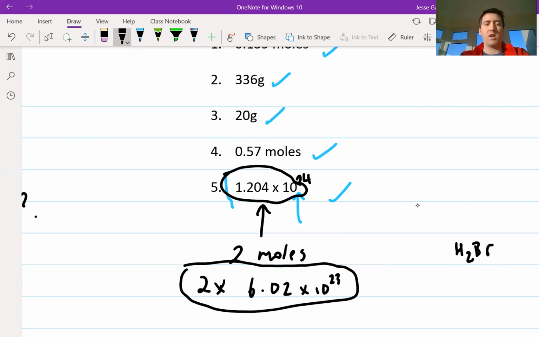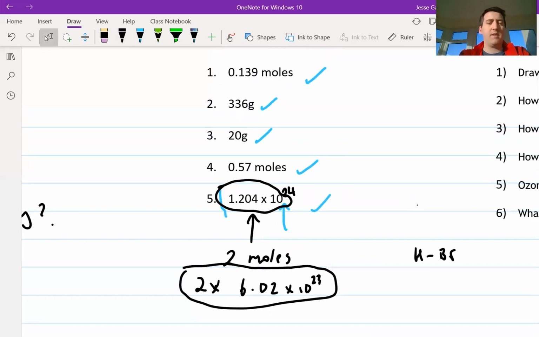If I had this many molecules, and there was H2Br, well, then that would mean I have 2 atoms of hydrogen for every 1 molecule. So then I'd have to take this number, 1.204 by 10 to the 24, and multiply it by 2, or multiply it by 3 if I had H3Br, and so on. But because I don't have H3Br, every 1 molecule has 1 atom of hydrogen, HBr. It's just the same as the number of molecules. Hopefully that makes sense.